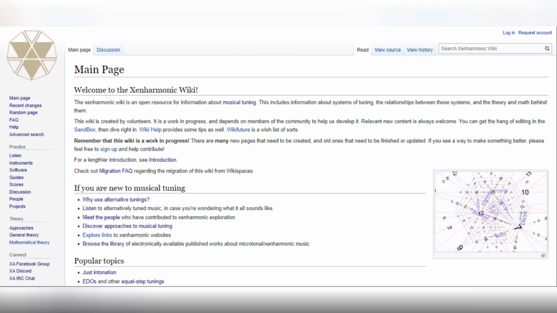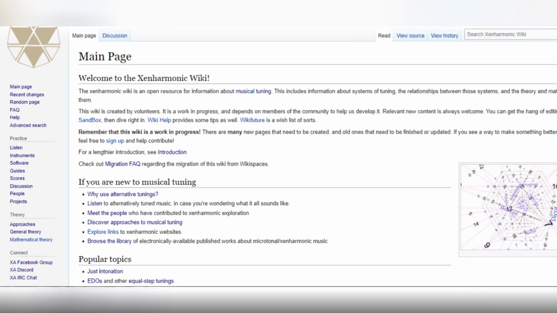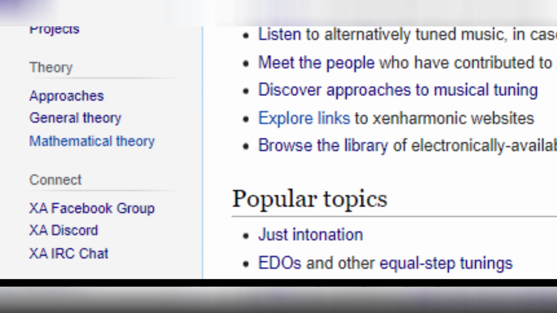Returning to our good friend the sidebar one last time, we'll see a section titled Connect with 3 links. These are the XA Facebook group, the XA Discord, and the XA IRC chat, XA all standing for Xenharmonic Alliance. And I took a little time to just poke around in each, and kind of get an idea of what was going on.